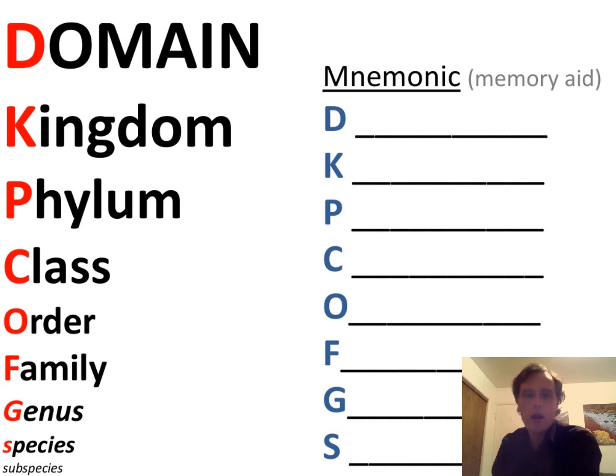How do you remember all of these different classifications? Holy smokes, there's a lot of them. Well, the way I like to do it is come up with a mnemonic device or a memory aid. And I'm sorry if this is spelled incorrectly. I used to teach British curriculum, so sometimes I accidentally spell things in the British tradition. Anyway, D, K, P, C, O, same thing, same first letter as these, right? Domain, kingdom, phylum, class, order, family, genus, species, and then subspecies down there.